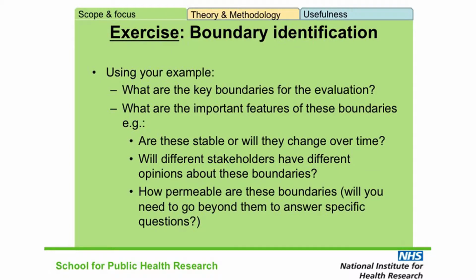So in this next exercise, I'd like you to think about identifying boundaries around your evaluation. So using the example that you're thinking of, or the area that you're interested in, what are the key boundaries for the evaluation? And what, importantly, are the key features of these boundaries? So are they stable? Will they change over time? Will different stakeholders have different opinions about these boundaries? And how permeable are they? Will you need to go beyond them in order to answer specific questions within the evaluation?